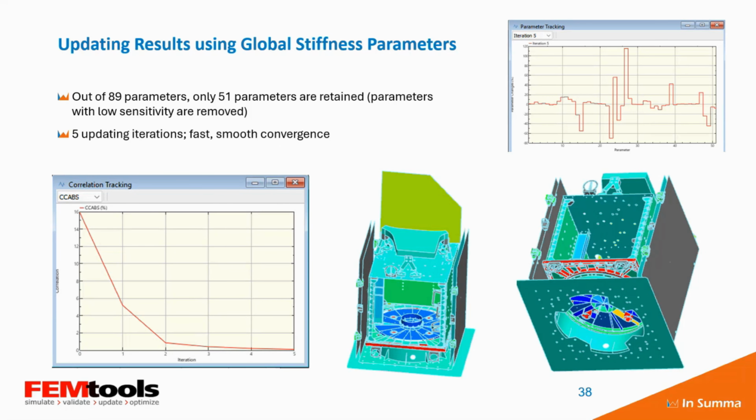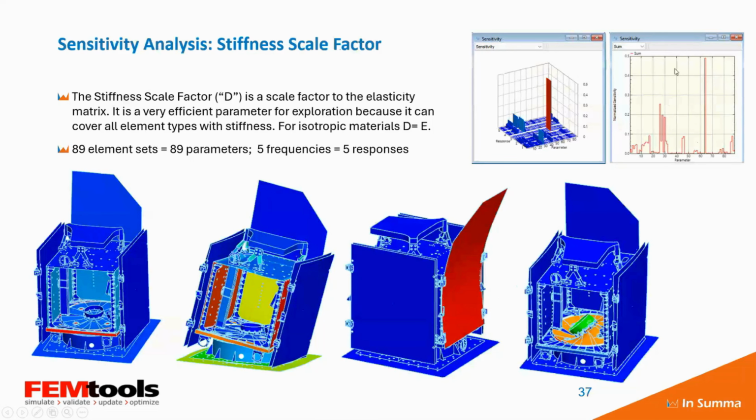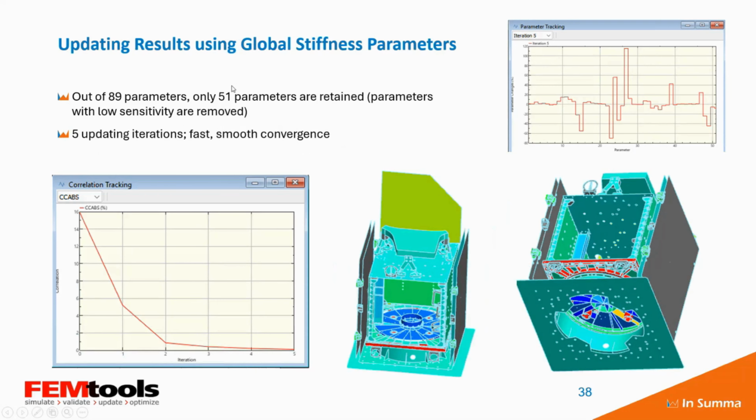So we started updating the structure with these 89 parameters. But okay, if you see the curve here, we have quite a number of parameters for which the total sensitivity is very small. So those were eliminated, and we only kept 51 parameters. Using 5 iterations, we see that we have almost complete convergence. We have parameter changes up to 120% of this scale factor.